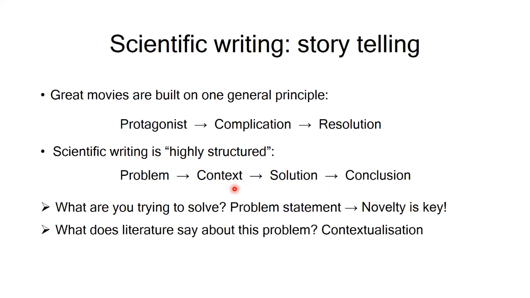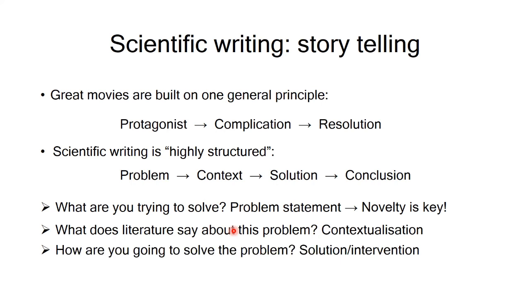Then the next question is, obviously, what does literature say about this problem, which is the context? Okay, you can't run away from this. You must do this. You need to know what is in the literature to come up with a research gap. Then the other question is about how you're going to solve the problem. Now, the experimental design, right? So these questions are just building on this kind of setup.